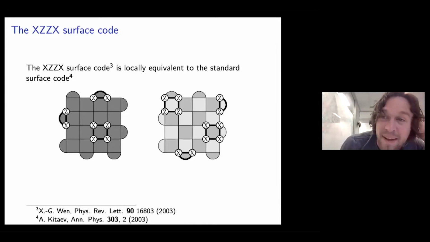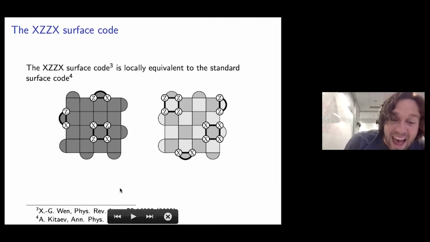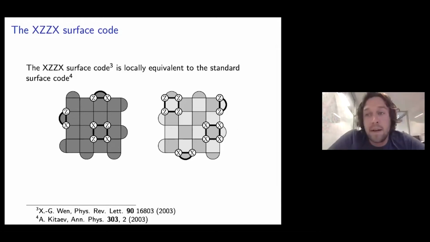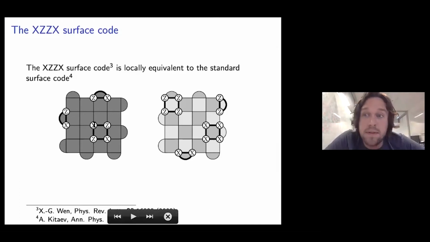1997. Where did that number come from? What we looked at is what we call the XZZX code, where instead of having Pauli X stabilizers and Pauli Z stabilizers, we have all the same stabilizers, except around the corners of the square, the stabilizers go Pauli X, Pauli Z, Pauli Z, Pauli X. Okay, so how do these work?